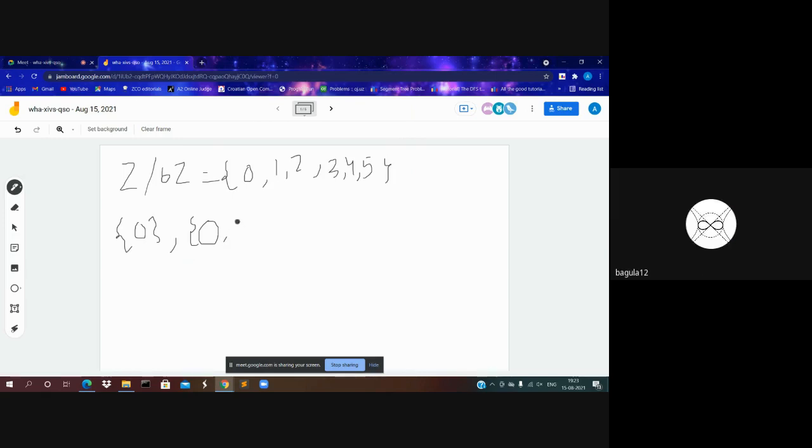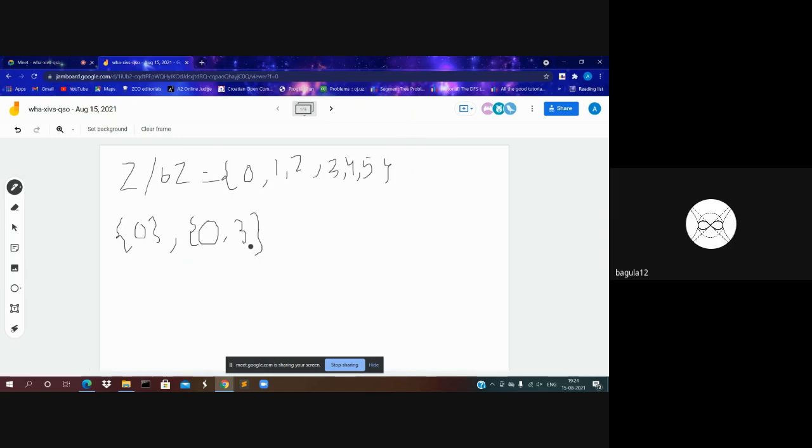Now, if I put 1, then 1 plus 1 must also be there. 1 plus 1 plus 1 must also be there, because this has to be closed under addition, right? So if I put 1, then I get the whole group. If we want a two element subgroup, zero and three, this is a two element subgroup, right?